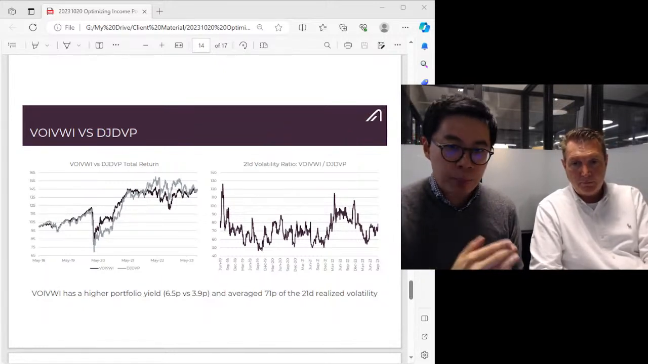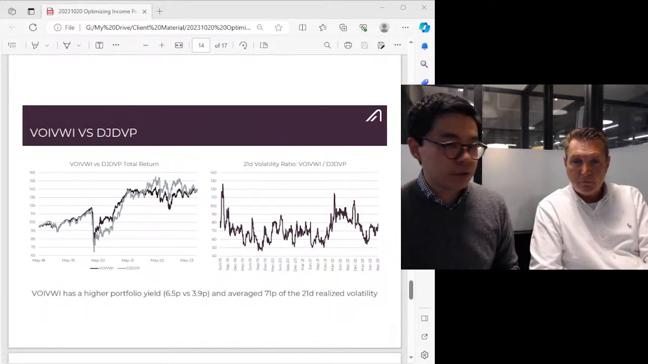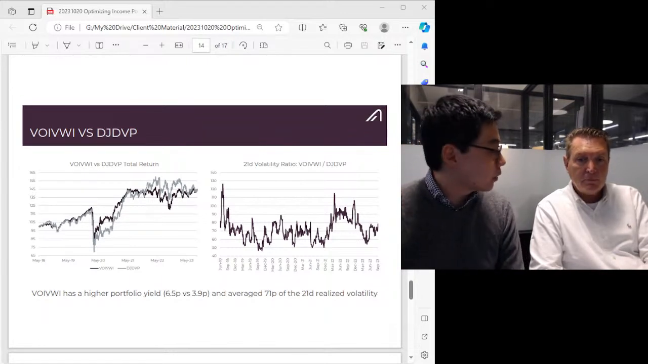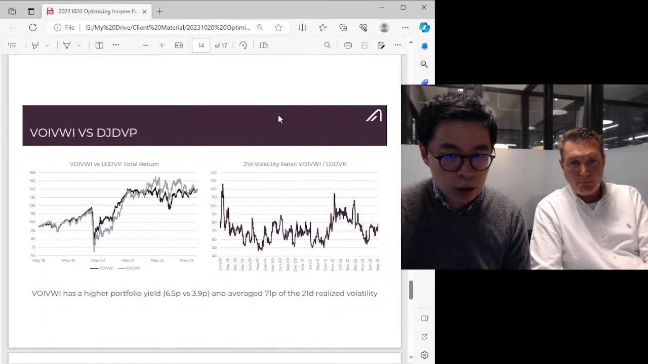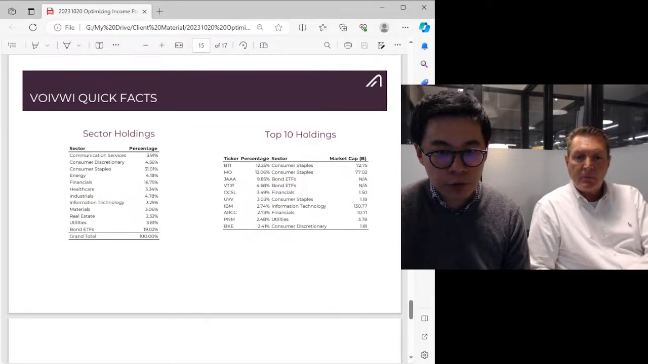Right. 2022 was a rapid change in correlation. This year has been a change in correlation, but in a more stable environment, so it's much more palatable for a product like this. Yeah. And I can show this as well, with some quick facts here, just how diversified this is.